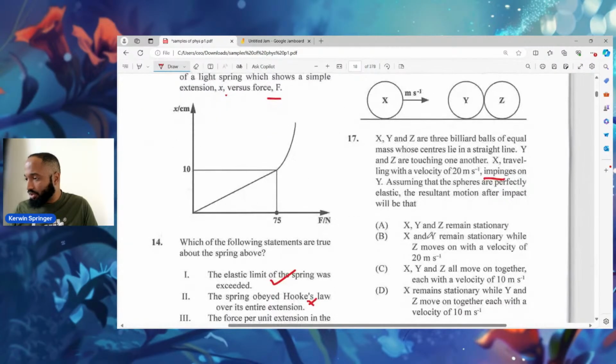Okay. So it's impossible for them to remain stationary. X and Y remain stationary, Z moves on with a velocity of 20. This could happen. All of them have the same mass? Equal mass, yeah. All move together, 10, no. That's not making sense. X remains stationary, while Y and Z move on together, each with a velocity of 10.